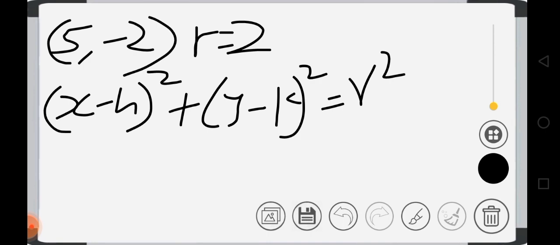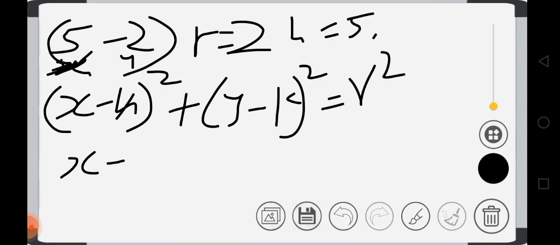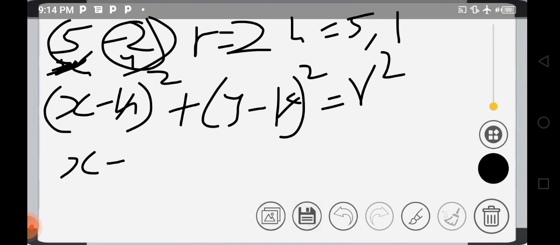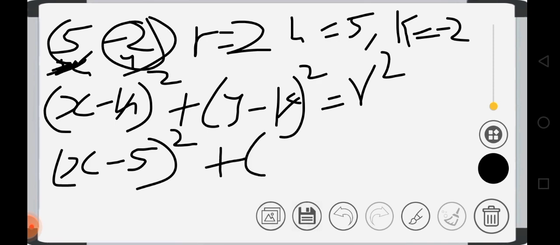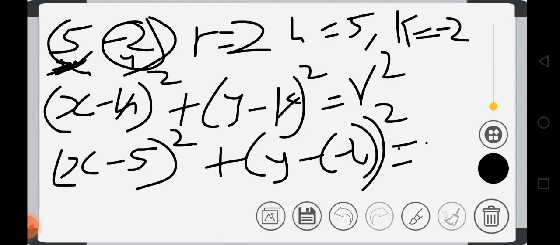That will give us x minus, what is h? h is the x side of this, which is (x, y). So h is equal to 5. Then k is the other side, the second part, k is equal to minus 2. So we're going to have (x minus 5) squared plus (y minus minus 2) squared equals r squared, which is 2 squared.